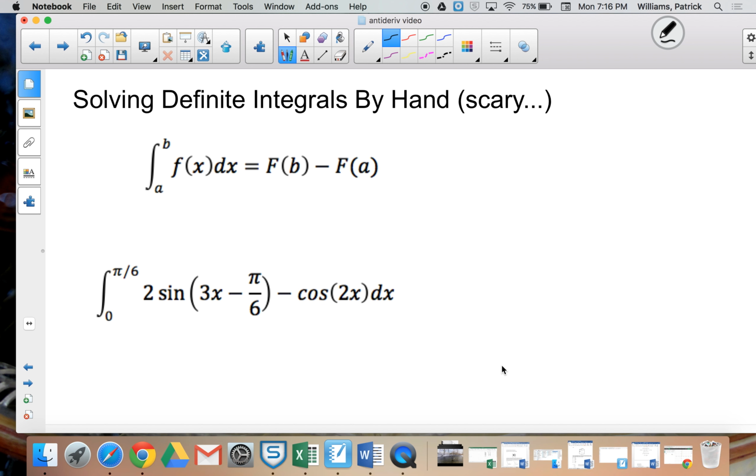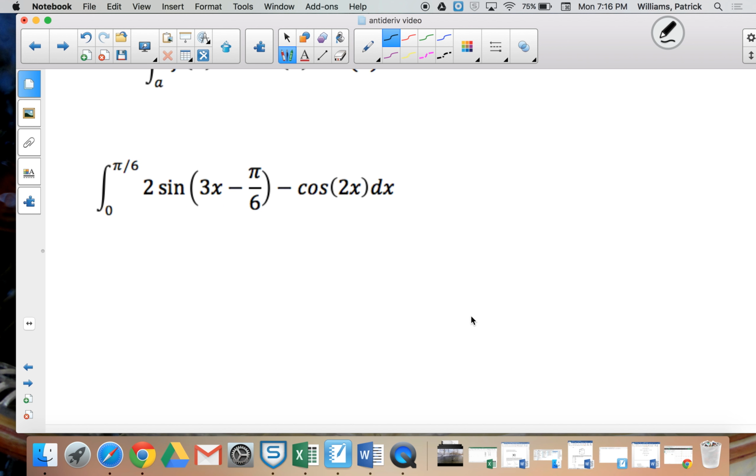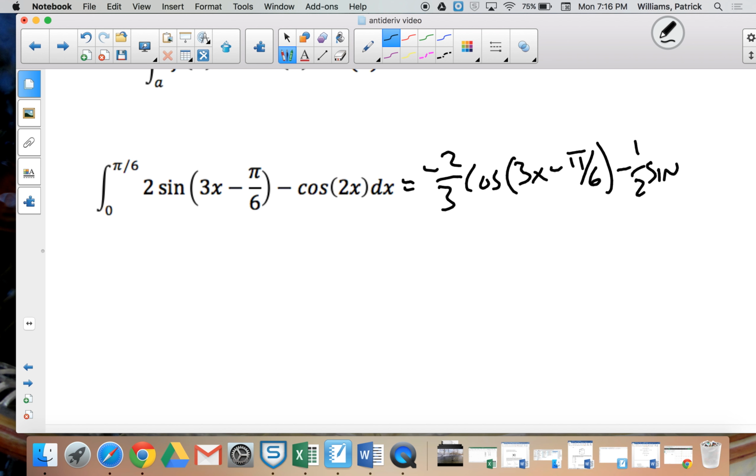Okay, so if you did this, the first thing we've got to do is evaluate the antiderivative. And again, I'm going to use that shorthand notation I showed you on the previous slide. So the antiderivative of this will end up being negative 2/3 cosine(3x minus pi over 6) minus 1/2 sine of 2x, from 0 to pi over 6. So again, if you didn't get to this point, go back, stop the video.